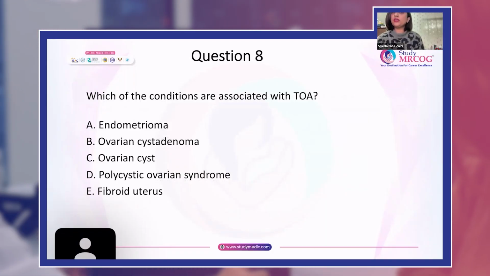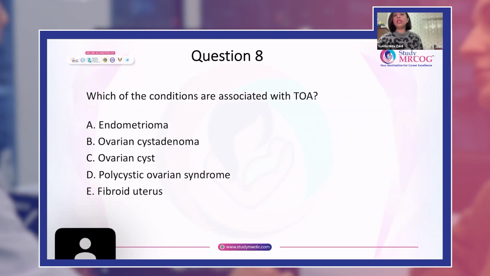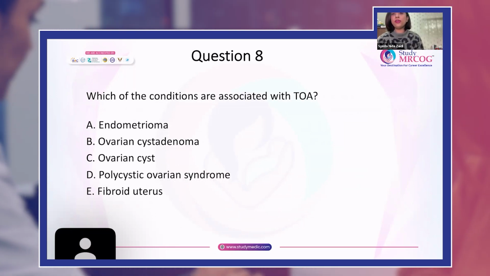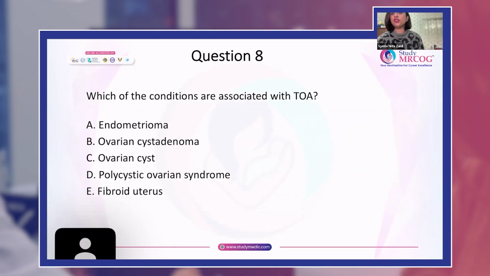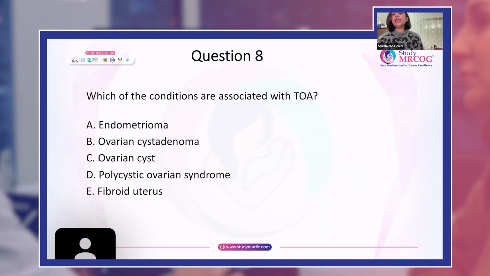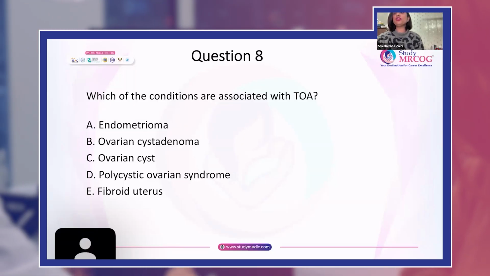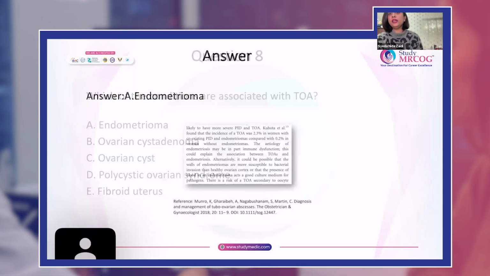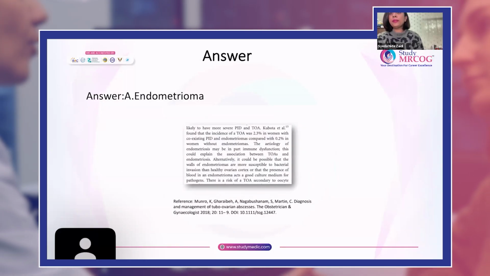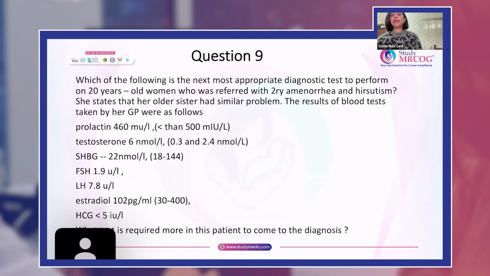Question number 8. Which of the conditions are associated with tubo-ovarian abscess? A, endometrioma. B, ovarian cystadenoma. C, ovarian cyst. D, polycystic ovarian syndrome. And E, fibroid uterus. In these cases, if an option comes, you need to think of adhesions. And the most common adhesion formations are with endometrioma. All right.